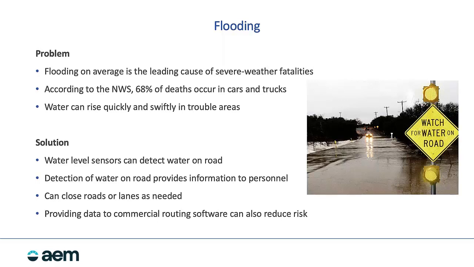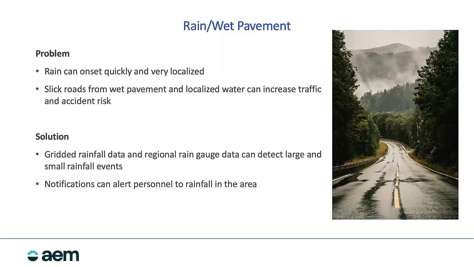So water on road and water level is a really big impact. And this impact specifically spans multiple departments. But we'll talk about ways we can help to enhance that and get a more effective solution. Rain and wet pavement is a really big deal. And when we look at the number of accidents that occur annually, the number one source of accidents in the United States is wet pavement.